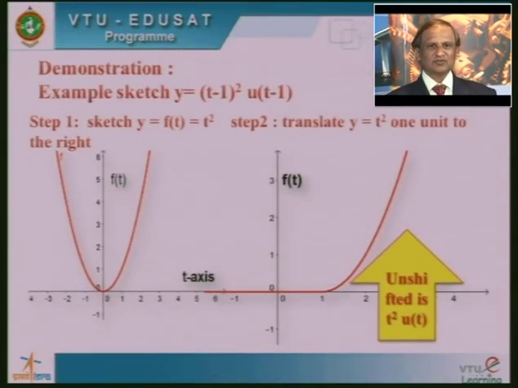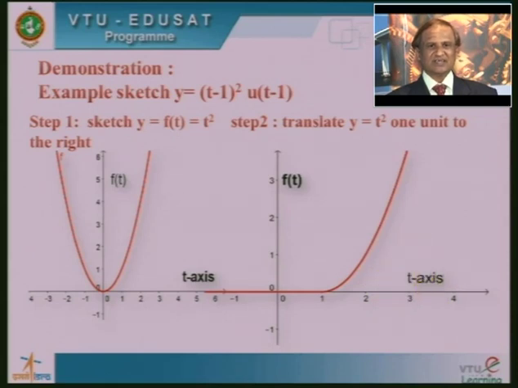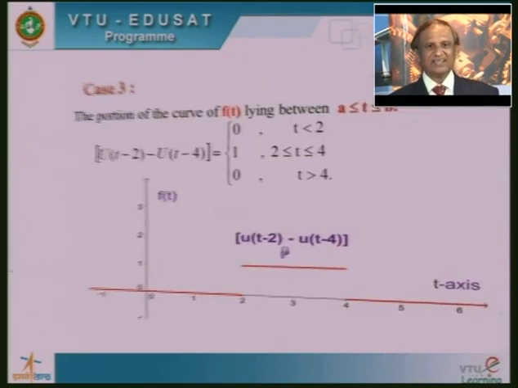Right? So, suppose you want to sketch (t minus 2) whole square into u of t minus 1. First, you can draw the curve of (t minus 1) whole square, then u of t minus 1. (t minus 1) whole square means the original curve is t square. Is it clear? And that curve will shift 1 unit because we have written (t minus 1) whole square into u of t minus 1. You can observe the second curve, it is shifted from 0 to 1. Is it clear? On the t axis.